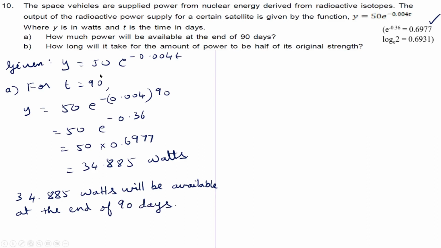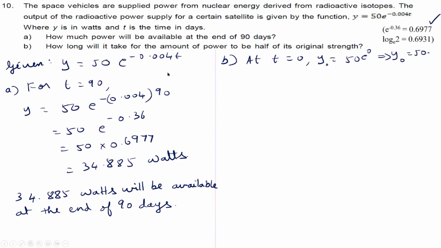Next subdivision. How long will it take for the amount of power to be half of its original strength? We need to find the time in which the amount of power will be half of its original strength. So B, here from the model we can find the power that was available initially. At time t equal to 0, y equal to 50 e^0, or y naught, let us take it as y naught equal to 50.